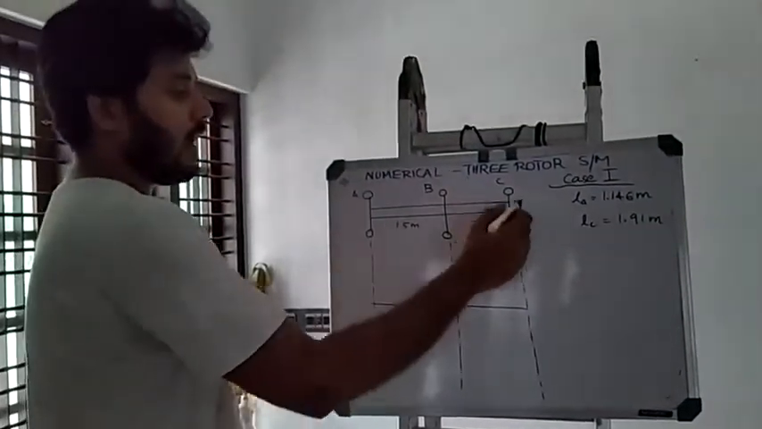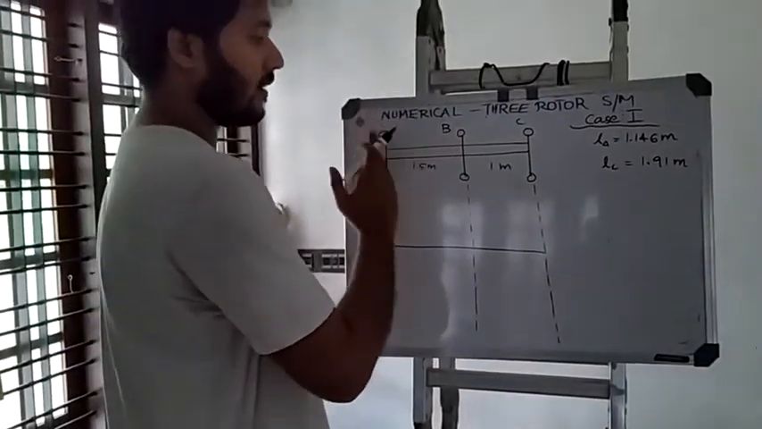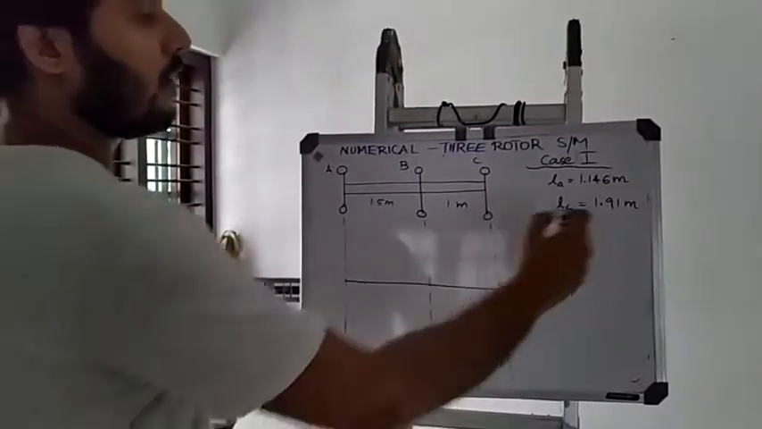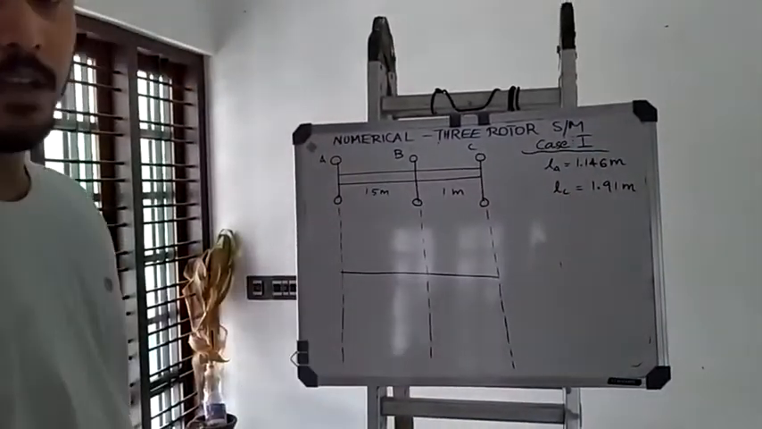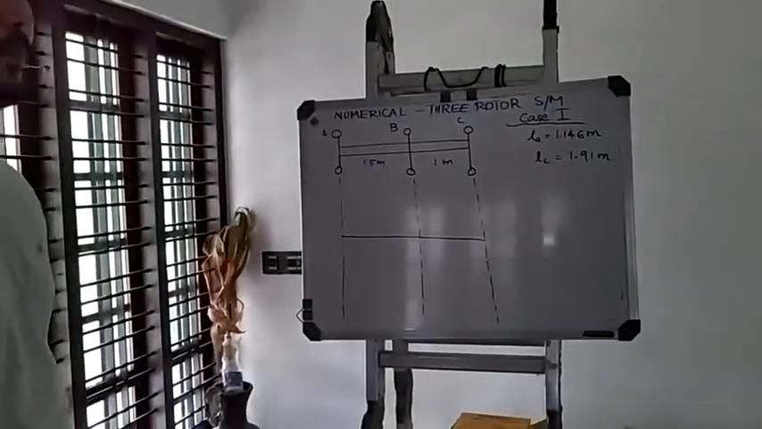Now already we have the shaft, which is given in the question as like this, three rotors A, B, C. This distance is 1.5, this distance is 1 meter. Now according to these values, let us try to figure out how the node will be represented. Now LA is 1.146. Now what does LA mean?